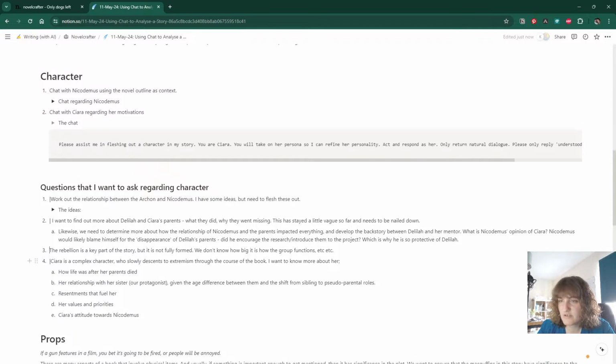Okay, so the rebellion is the last thing I need to look at for characters. So what time is it? Okay, 15:50. I suppose if I can finish this, yeah, that's fine. The rebellion is also a key part of the story, but it's not fully formed. We don't know how big it is, how the group functions, etc.